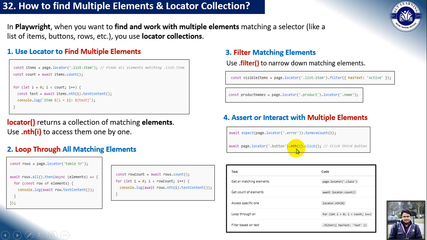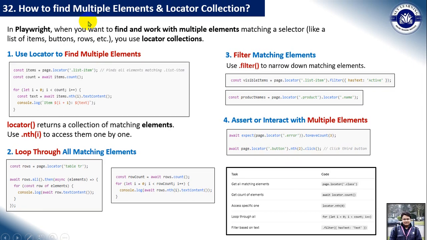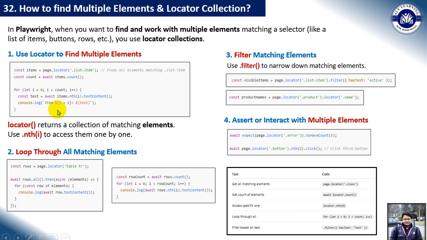And you will click on the second button. Okay, sorry, you will click on the third button. It will always start with a 0, so 0, 1, 2, you click on the third button over here. Okay, so this is the simple way you use the locator to find a list of elements. You can loop through the matching elements, you can filter them, you can assert them, right?